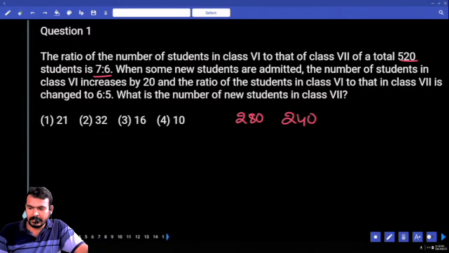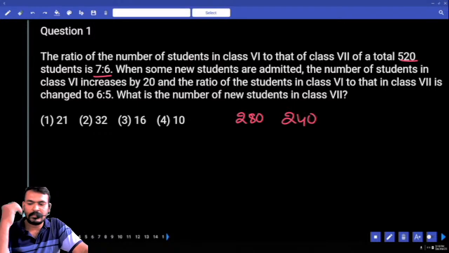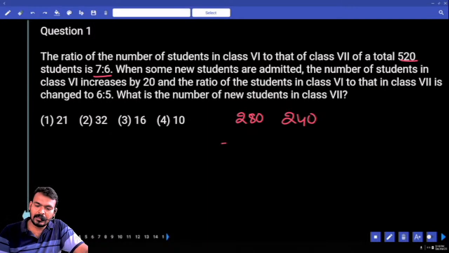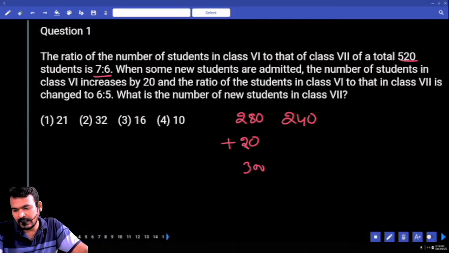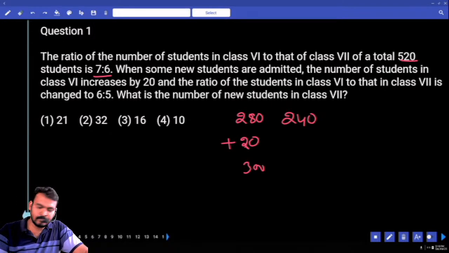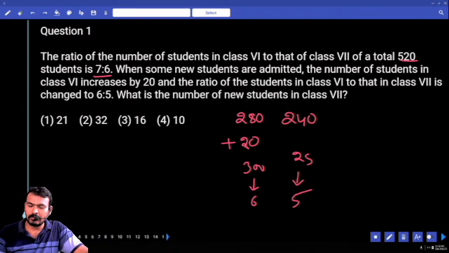Okay. When some new students are admitted, the number of students in class 6 is increased by 20. Already class 6 is 280. Increased by 20 means it will become 300. Next, the ratio of the students in class 6 to that of class 7 changes to 6:5. Means 300 represents how many parts? 6 parts. Then every one part is 50. Then 5 parts are 250.